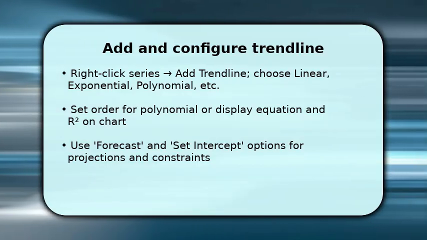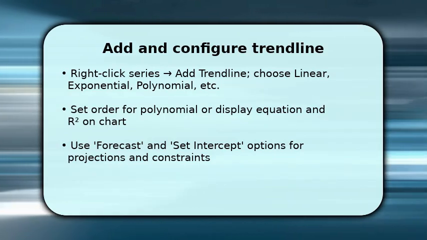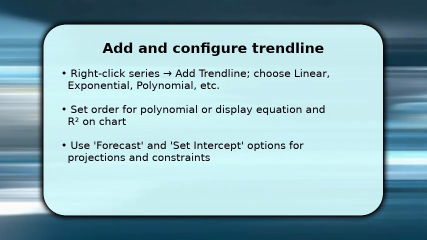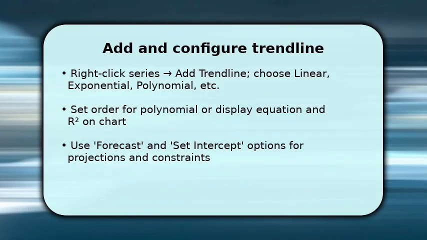Once selected, set polynomial order carefully. Higher order fits more wiggles but risks overfitting. Make sure to check Display Equation on Chart and display R-squared value so you can quantify fit. Also use Forecast forward/backward and set Intercept when you need.